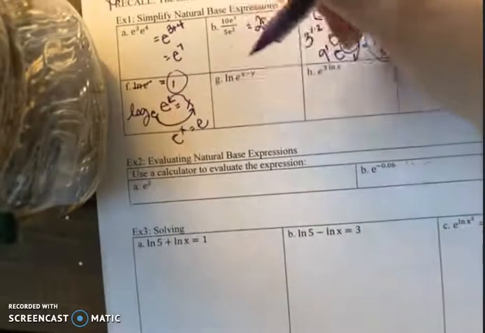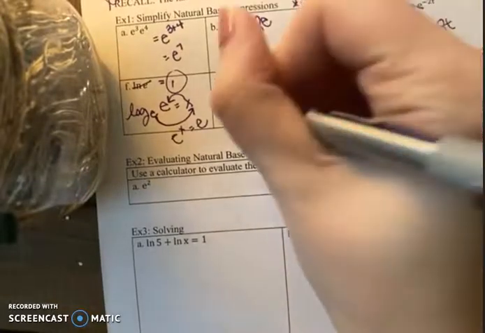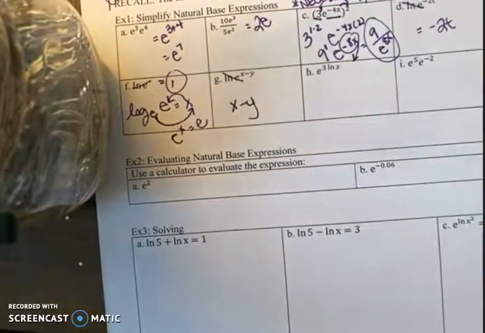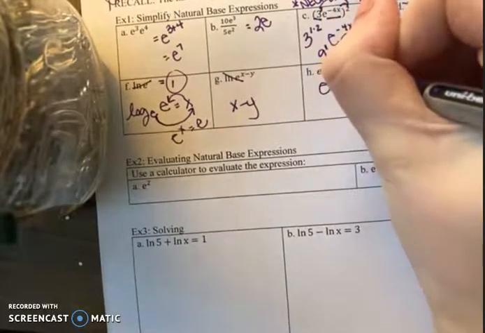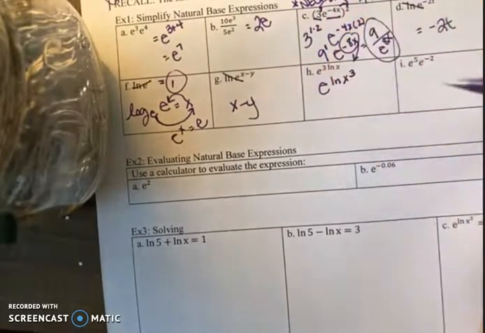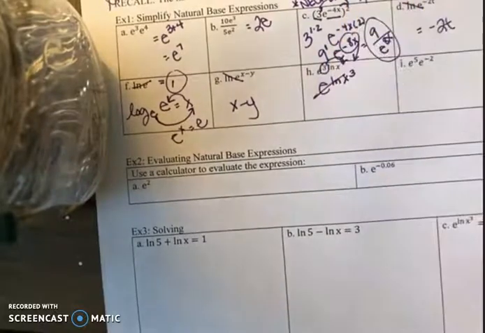Part G, they're already right next to one another and they're inverses, so they cancel out, and we're just left with x minus y. For h, though, they are not right next to one another, so I'd have to rewrite it as e to the natural log of x cubed, because I use power property to bring that back up there. I can cancel. The final answer is x cubed.